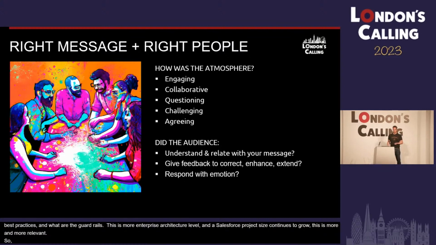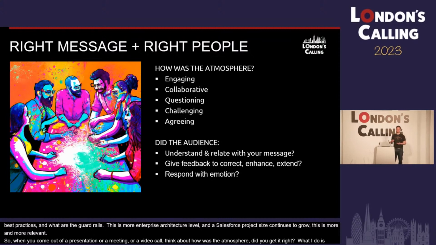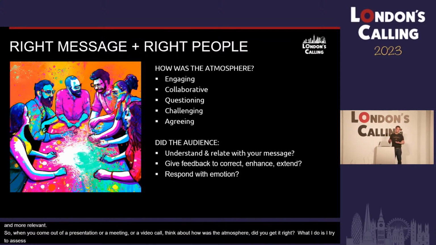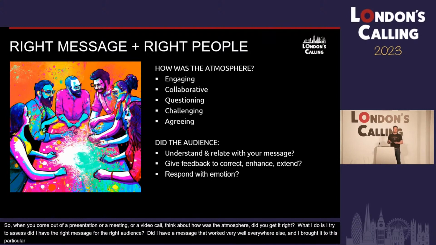So when you come out of a presentation or a meeting or a video call, think about how was the atmosphere. Did you get it right? What I do is I try to assess, did I have the right message for the right audience? Did I actually have a message that worked very well everywhere else, but then when I brought it to this particular audience, it didn't work? Why was that? What am I missing? It could be a really good barometer for telling you if you're in danger of missing something that's going to trip you up later. So, are people engaging?